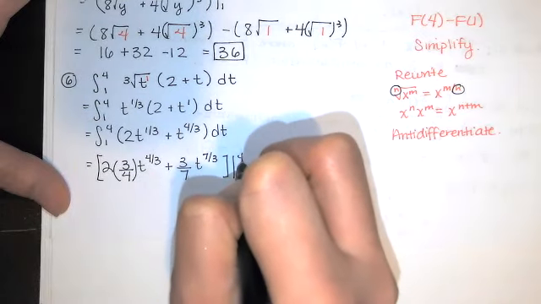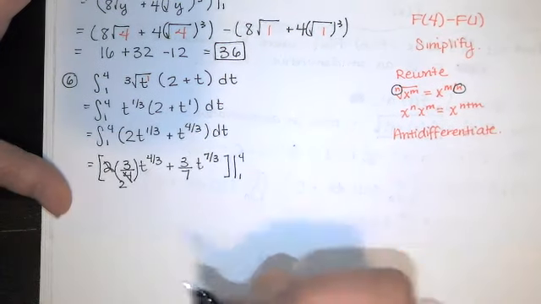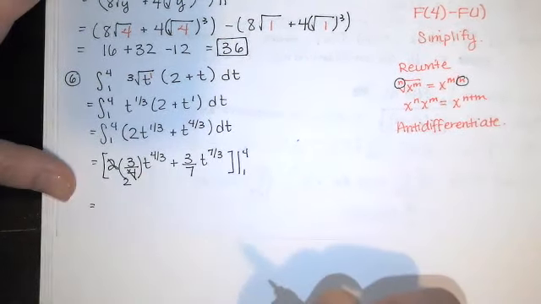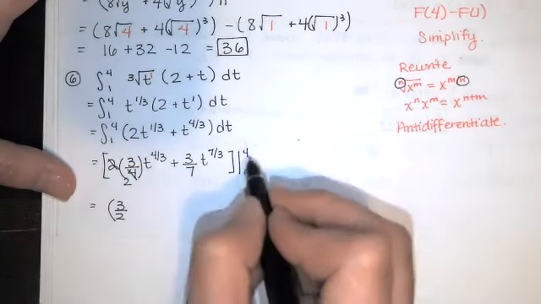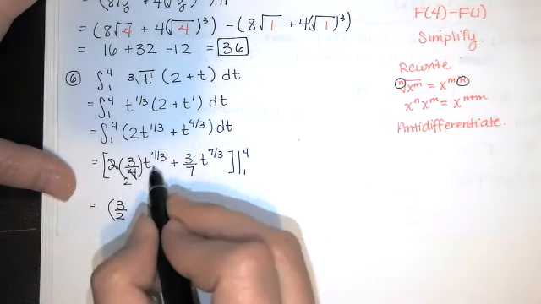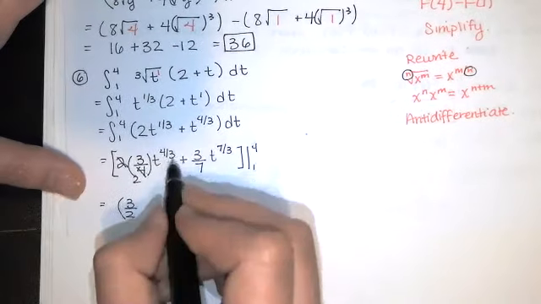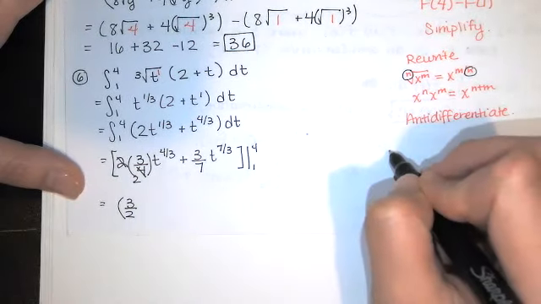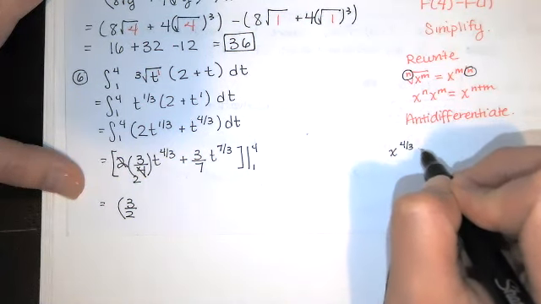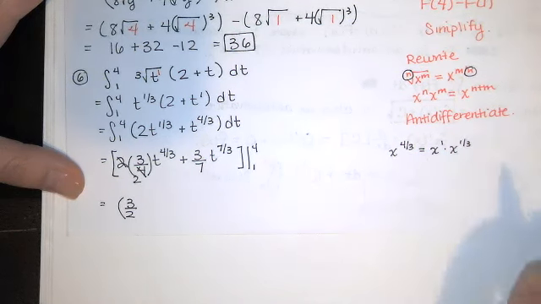We're evaluating all of this from 1 to 4. You can simplify the coefficients. 2 goes into 4 twice. And so we have this. We've got 3/2 times 4 raised to the 4/3 power. And I'm going to think of that this way. Something to the 4/3 is that something to the first times that something to the 1/3, because 1 plus 1/3 is 4/3.